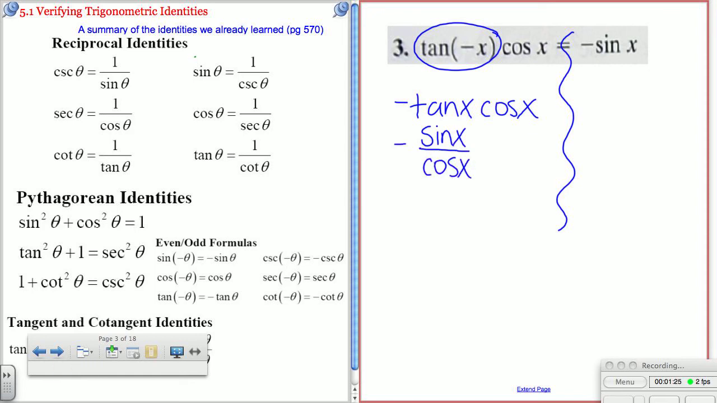cosine x. Tangent is sine over cosine times cosine x. Notice these cosines are going to cancel, and we're left with negative sine x. And that's what I wanted it to equal.